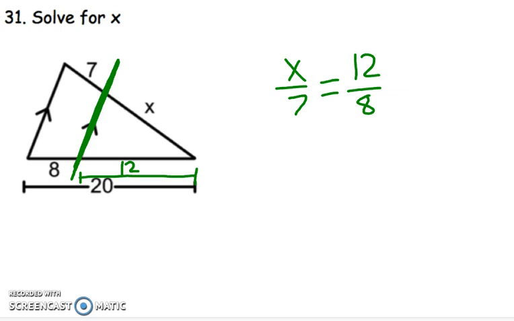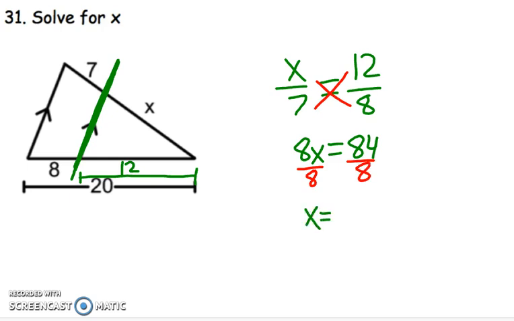Let's go ahead and cross multiply. We'll have 8x equals 84. Then we're going to divide both sides by 8. So our x is going to equal 10.5.